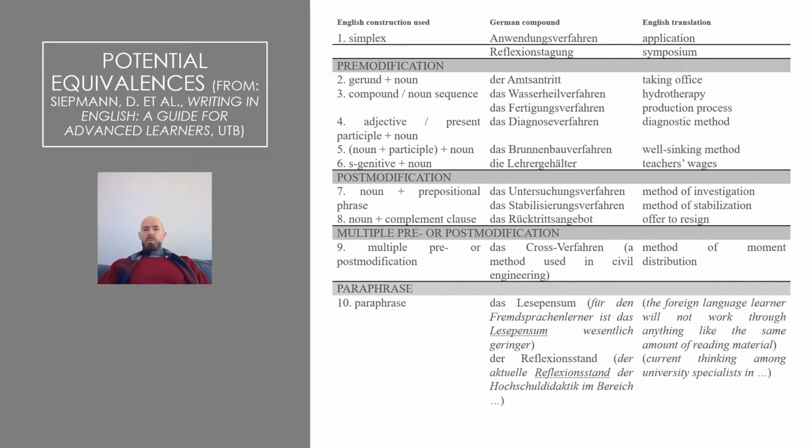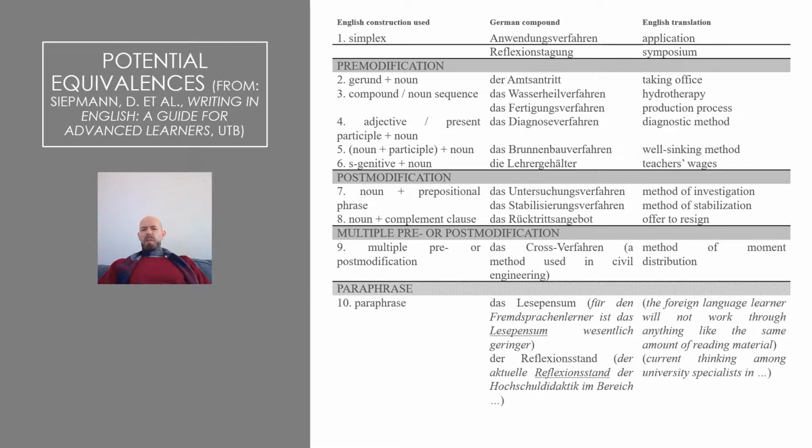Also, there's multiple pre or post modification. Das Crossverfahren is the method of moment distribution. So here we have method plus of plus moment distribution. Sometimes, as we'll also see in some of the more complex cases, you simply have to paraphrase a German compound because there's no English equivalent.